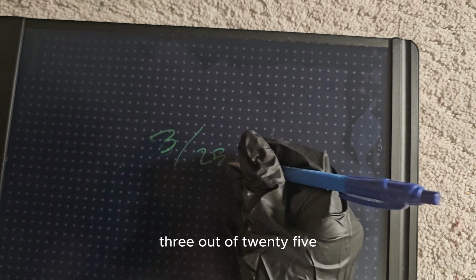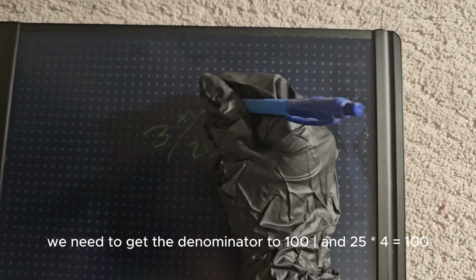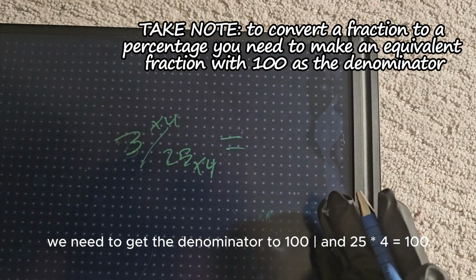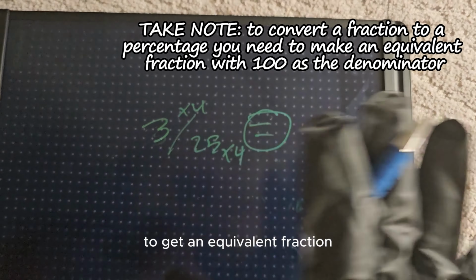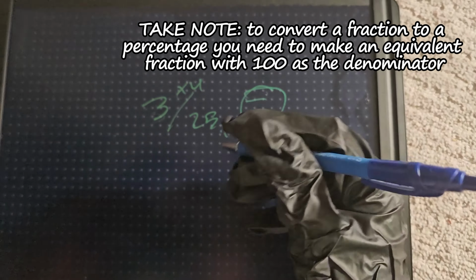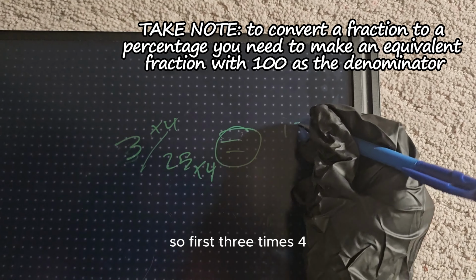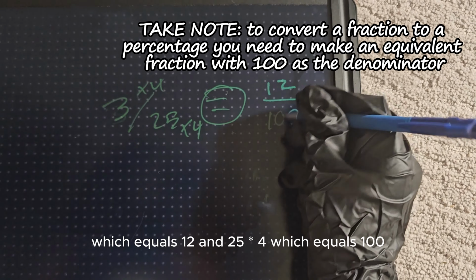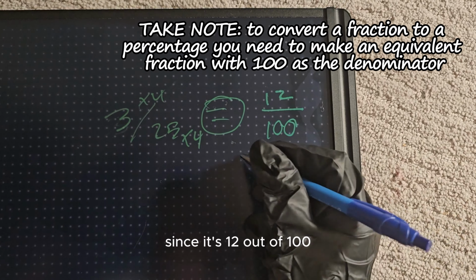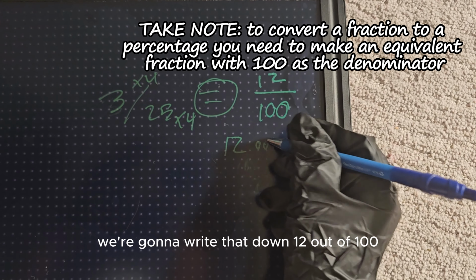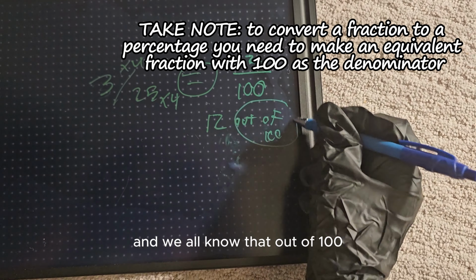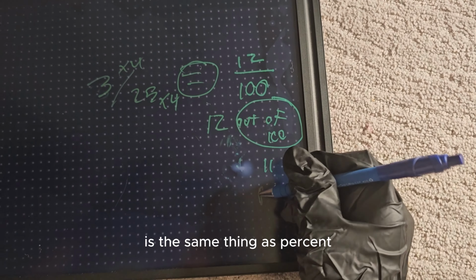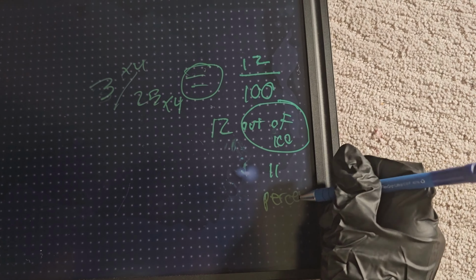Okay, now with an example that doesn't have a denominator of 100, we're gonna find a percentage. 3 out of 25. We need to get the denominator to 100, and 25 times 4 equals 100, so multiply the numerator and the denominator by 4 to get an equivalent fraction. So first, 3 times 4, which equals 12, and 25 times 4, which equals 100. Since it's 12 out of 100, we're gonna write that down. And we all know that out of 100 is the same thing as percent.